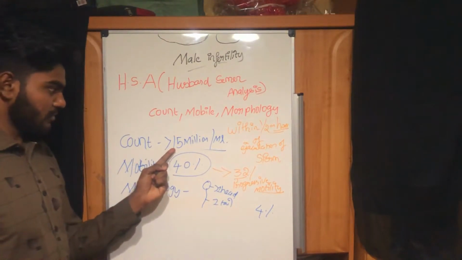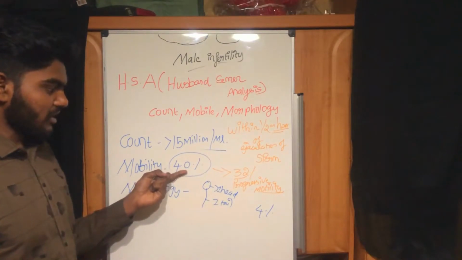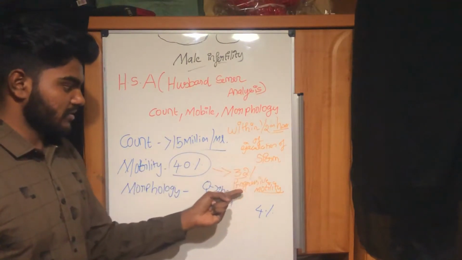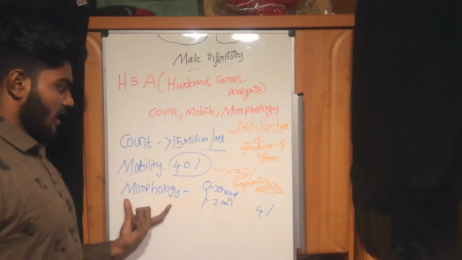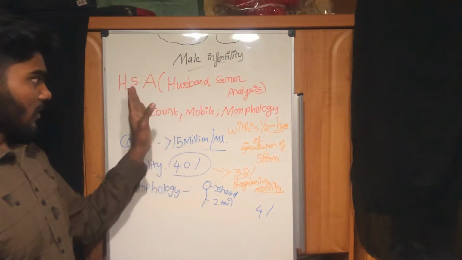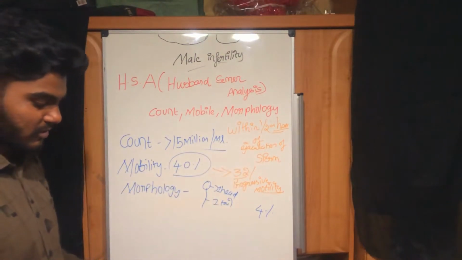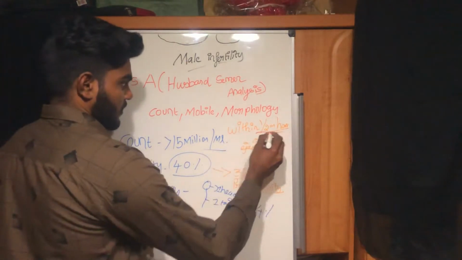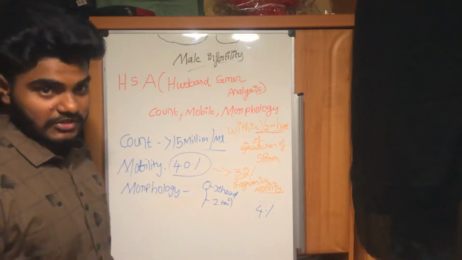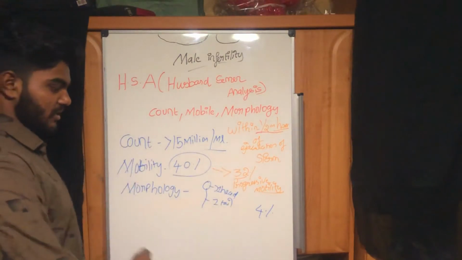The count should be more than 15 million per milliliter, and the motility 40%. Out of this, 32% is progressive motility, and the morphology condition is one head and one tail. We have to order the husband semen analysis. That is a very important question. Within half an hour of ejaculation you have to see everything. I am saying this is a normal condition.